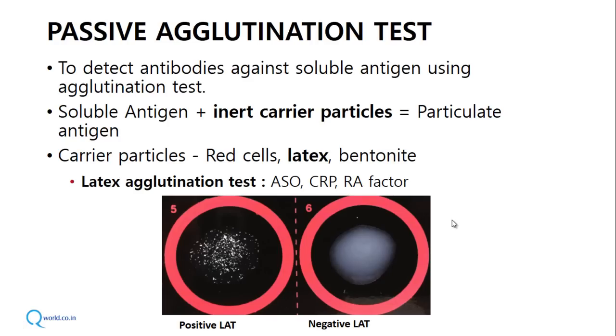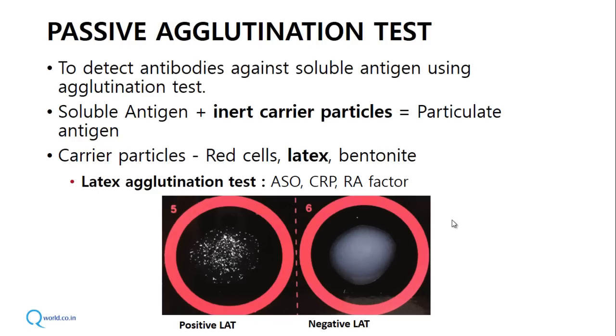Then we have the passive agglutination test. It is used to detect antibodies against soluble antigen using an agglutination test. Now we know that if we want to detect antibodies against soluble antigen, we have the precipitation test, but here I want to use an agglutination test. So what I have to do, I have to convert this soluble antigen into a particulate antigen. Now how can I do that?